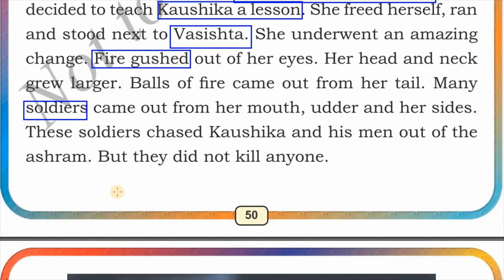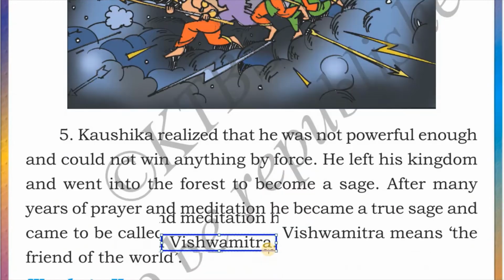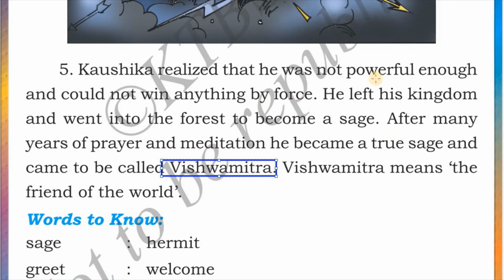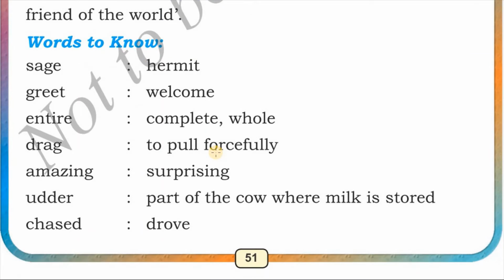Because Shabale became very powerful, that taught Kaushika the lesson that he was not powerful enough and he could not win anything by force. So he is reevaluating his life and he left his kingdom and went into the forest to become a sage. After many years of prayer and meditation, he became a true sage, and he came to be called as Vishwamitra. And Vishwamitra means the friend of the world.